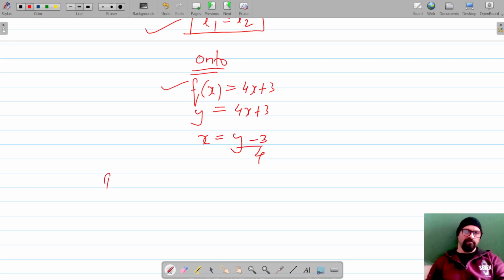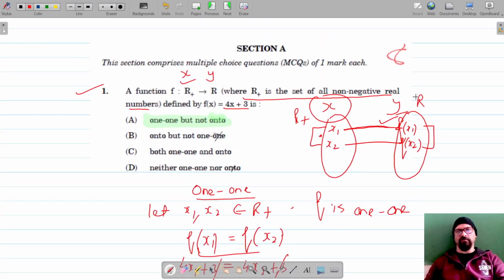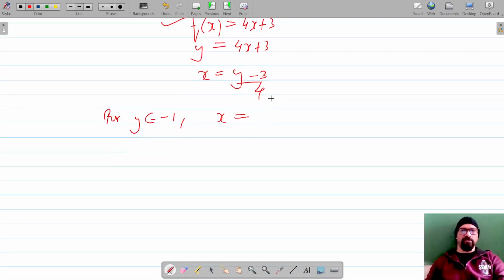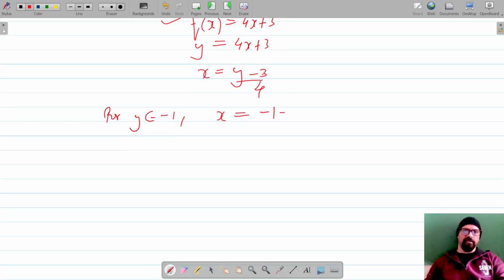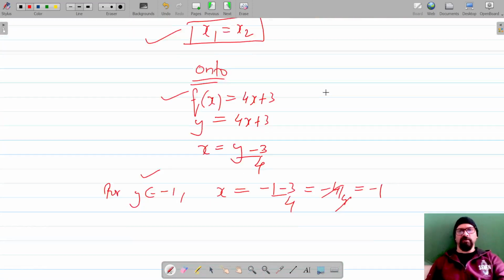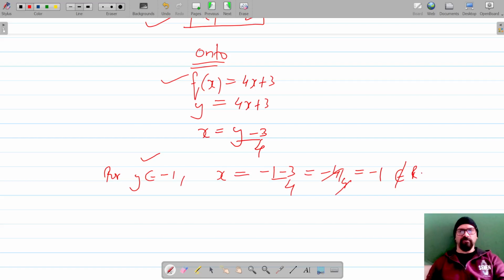So let me take y as -1. Let's say for y is equal to -1, let's find out the value of x. So y is -1 and it belongs to the codomain. So this is the codomain, and we have all real numbers here, so -1 belongs to R. Let's try to find out its pre-image, that is x. So x is (-1 minus 3) by 4, which is equal to -4 by 4, which is equal to -1. So for y is -1, x is -1, but x does not belong to R plus.